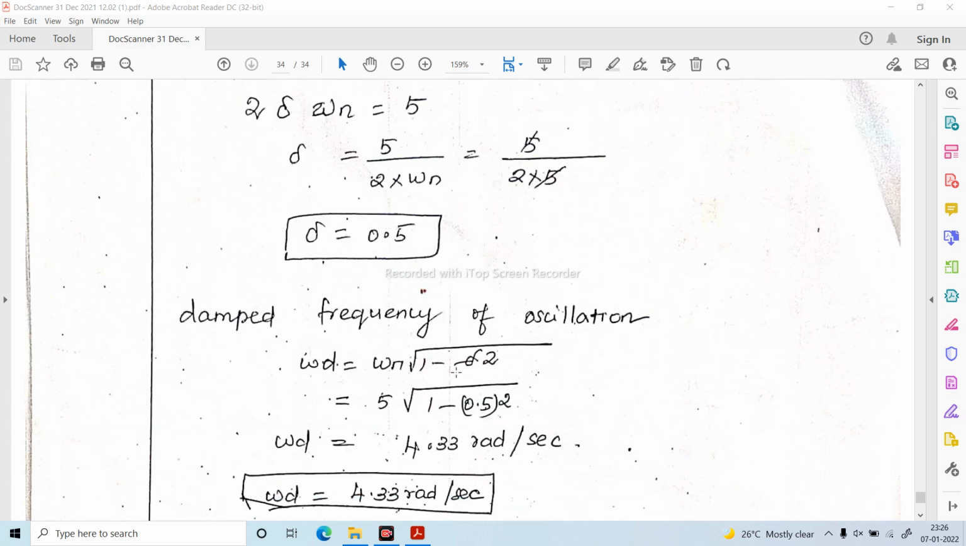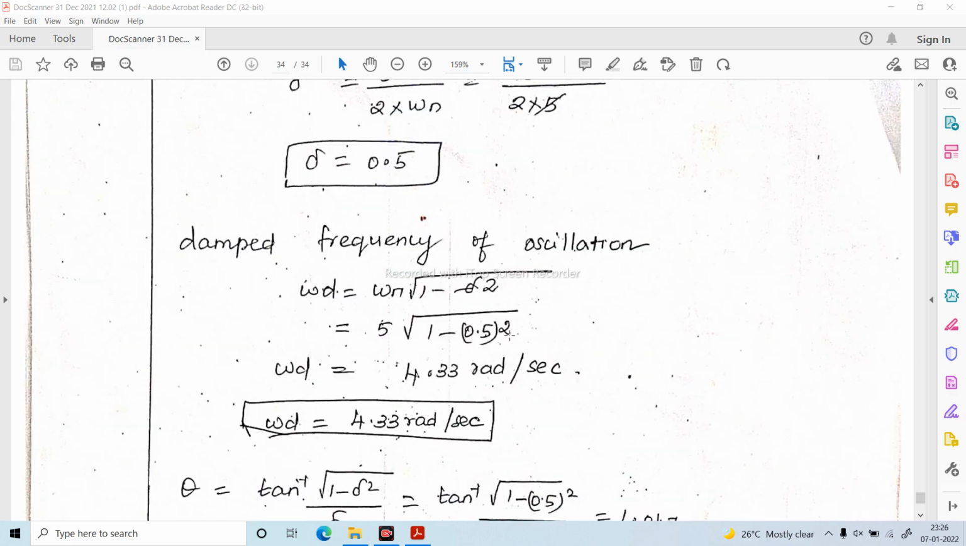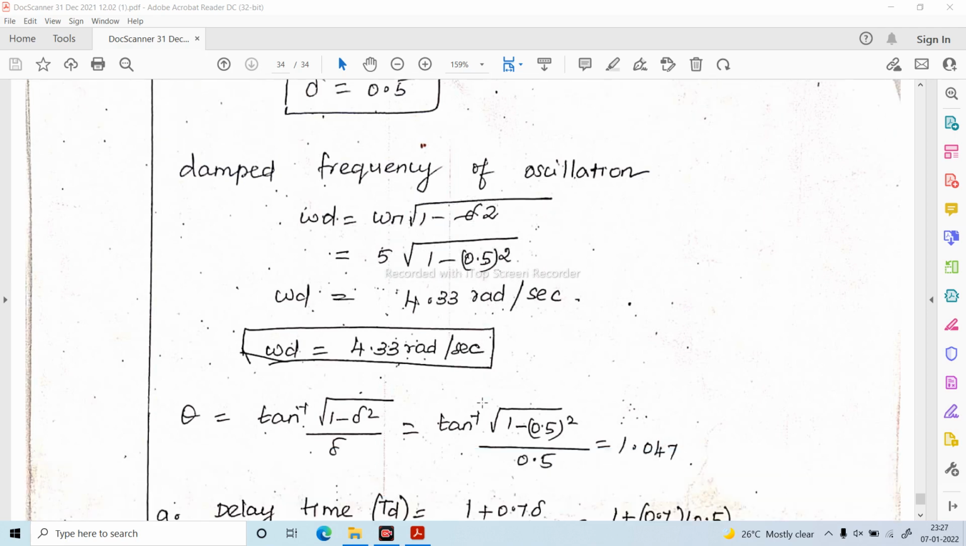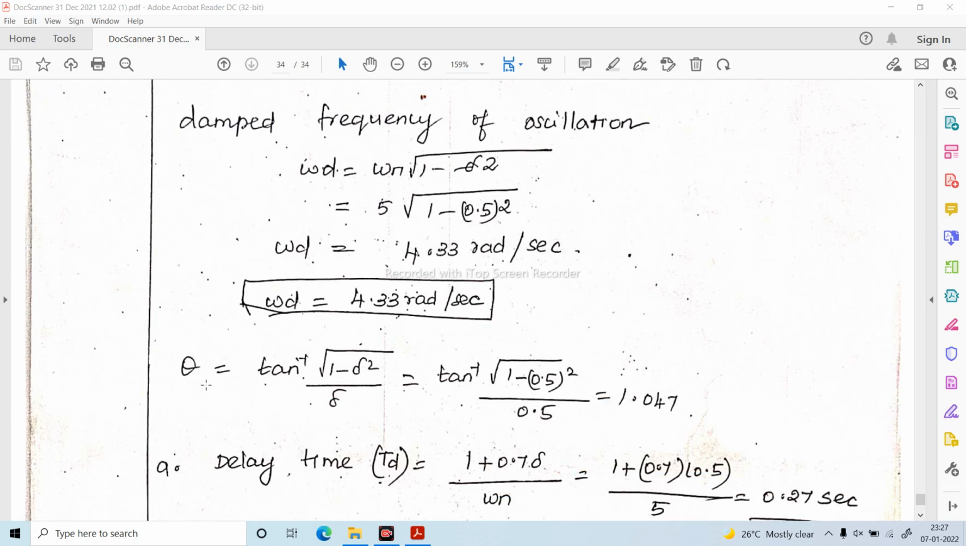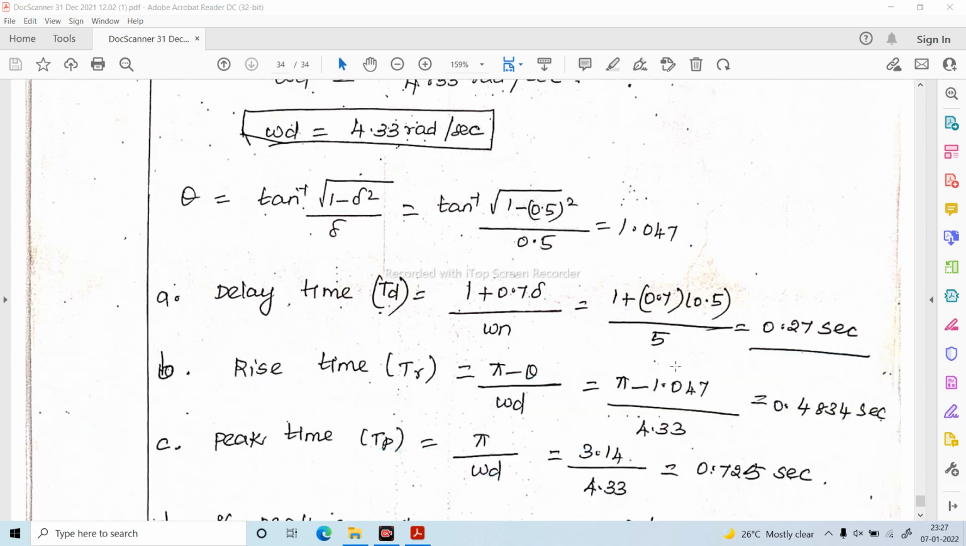Next I am going to find out the damped natural frequency of oscillation. What is omega d? Omega d is omega n into square root of 1 minus delta square. So 5 into square root of 1 minus 0.5 the whole square. So what is omega d? 4.33 radians per second. Okay, that is omega d. And afterwards I have to find out theta. How to find it? Theta is tan inverse of square root of 1 minus delta square divided by delta. So substituting both the values, I will get the answer 1.047.